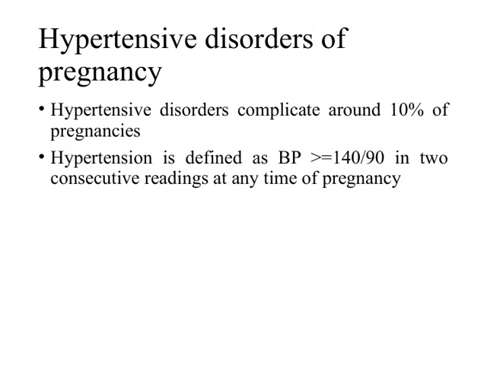That means roughly 1 in 10 pregnant women will experience some form of hypertension during their pregnancy. It's important to understand what we mean by hypertension in this context. We define it as a blood pressure reading of 140 over 90 millimeters of mercury or higher, and this has to be confirmed with 2 consecutive readings.